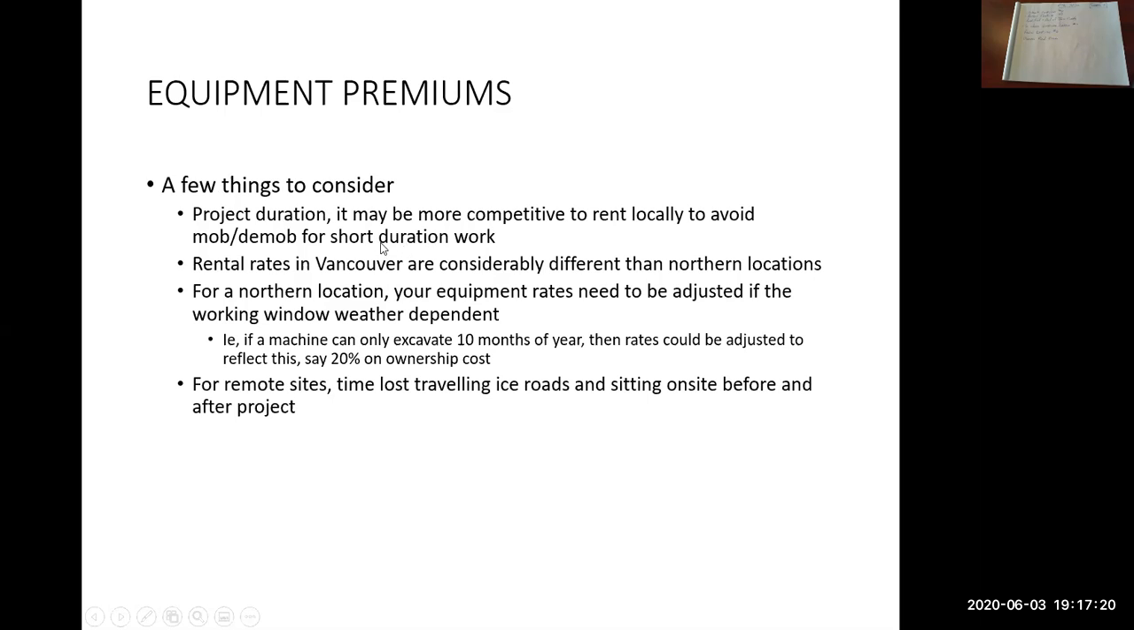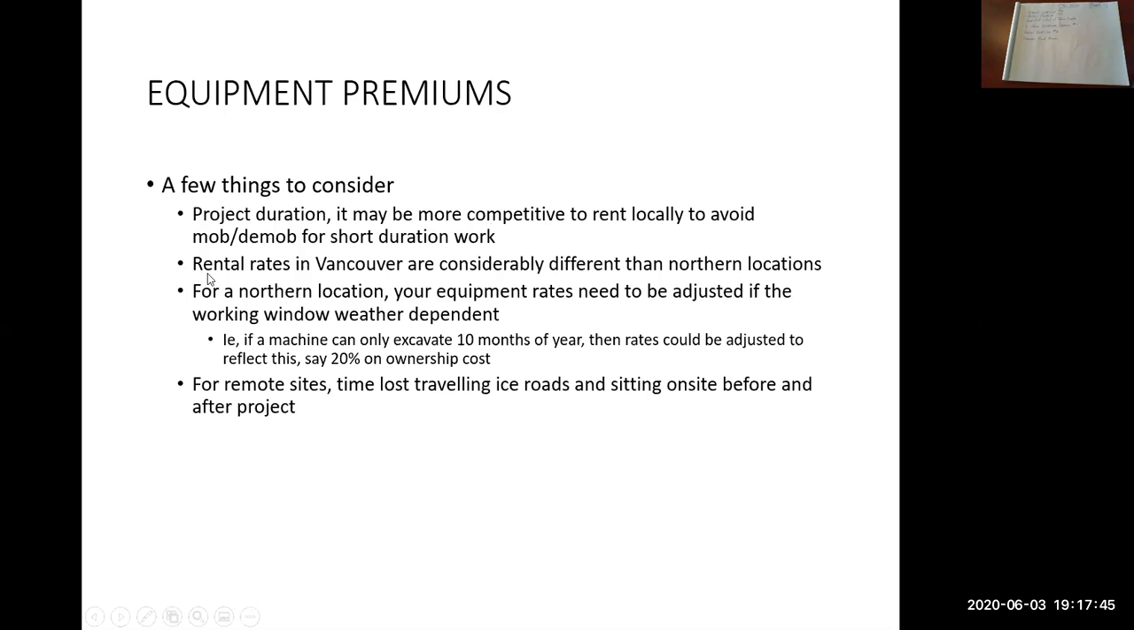Thousands of dollars we're talking about per trip. So depending on the number of pieces of equipment you need, it may be more cost effective to see if you can rent something locally. Rent a similar sized machine and just have local MOBs and DEMOBs.